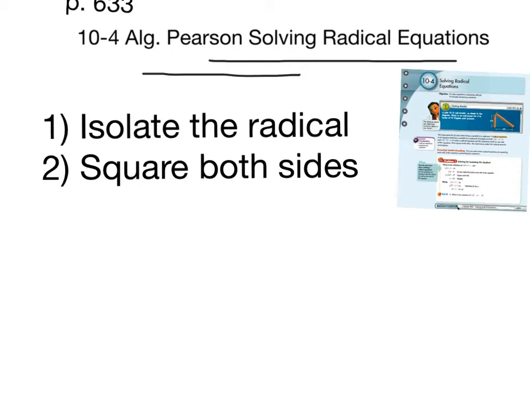And then after we do that, we need to square both sides of the equation. And then we'll probably have to do some other stuff, maybe add or subtract, maybe something else besides that, and then we'll be able to get the variable by itself. Sometimes we may have variables on both sides of the equation, so we may have to do some of our other steps that we've done before with solving equations. But isolating the radical and squaring both sides, that's the first two key steps when we're doing these problems.